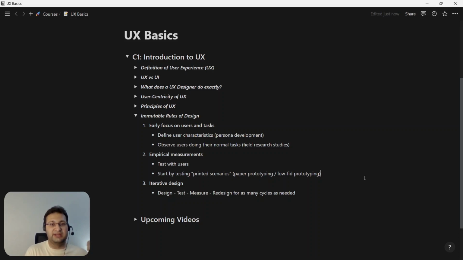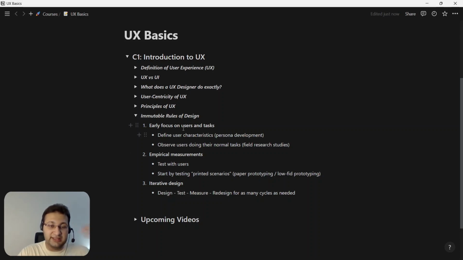Initially it used to be HCI, now it's UX UI. Now it's also being specialized into car design, and so the field is changing. But there are a few constants in this discipline, and those are the immutable rules of design we are going to talk about in this video.